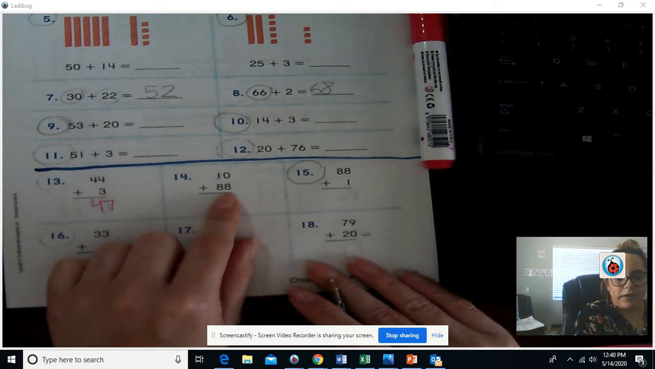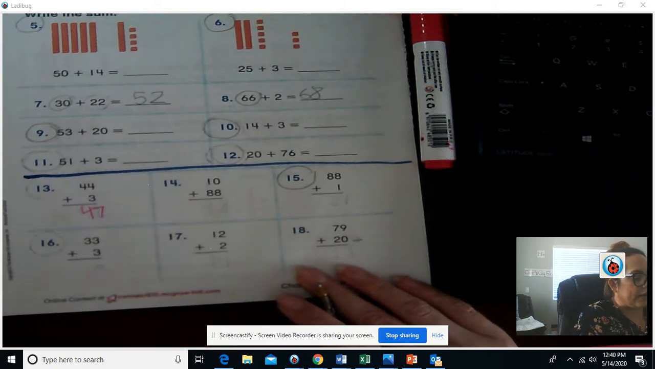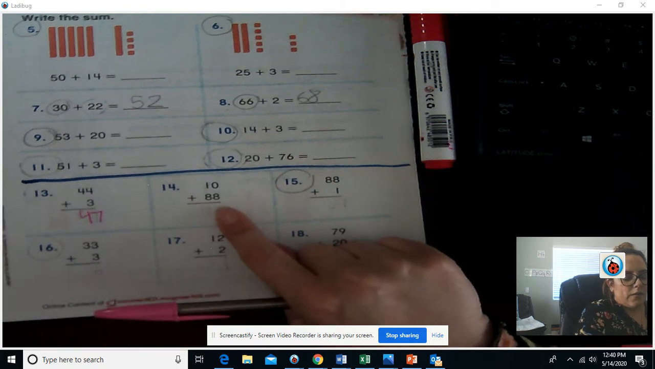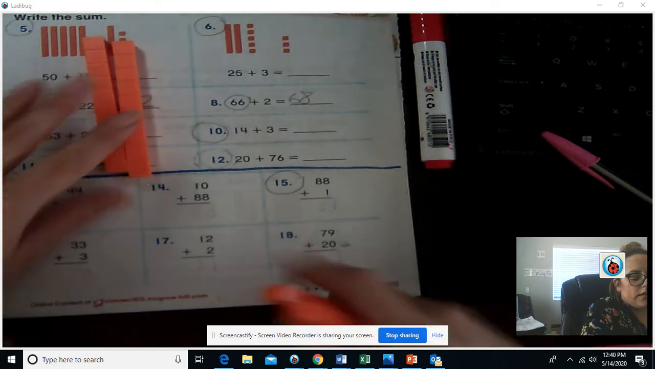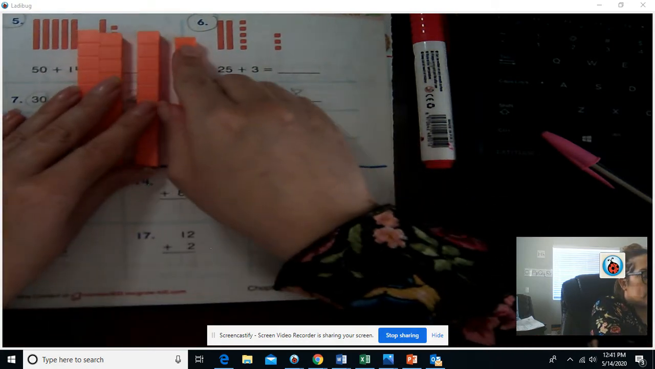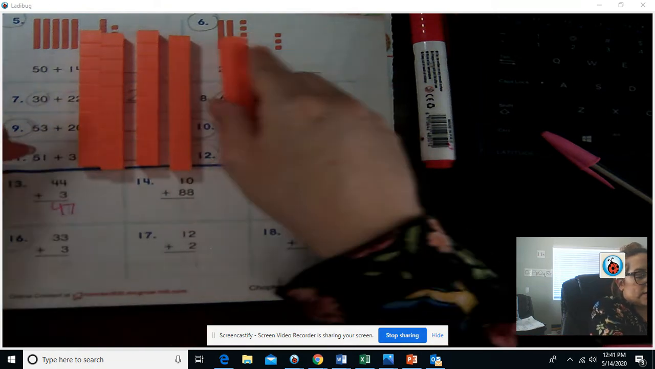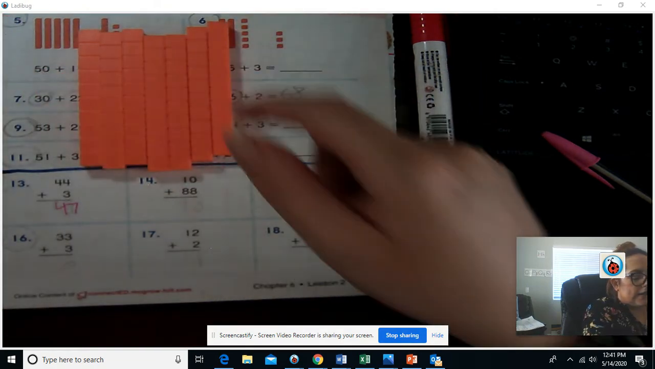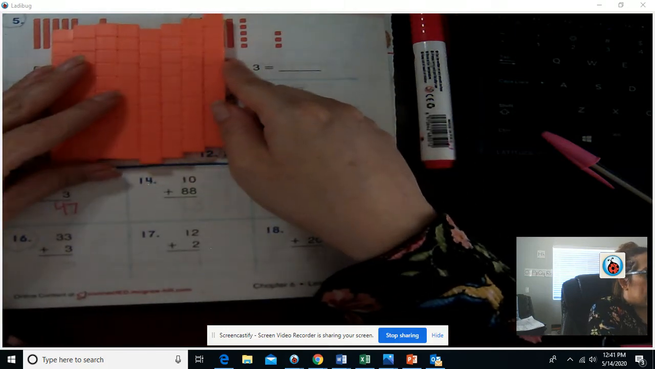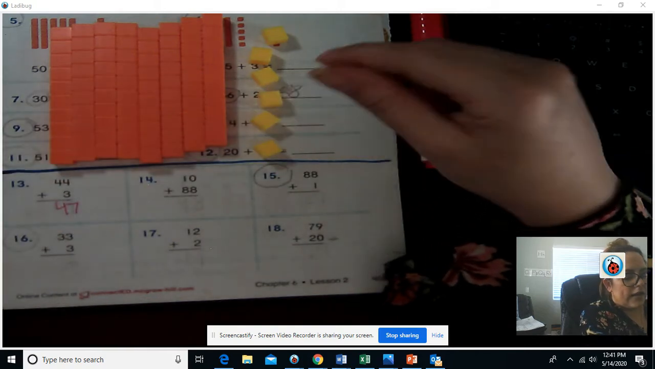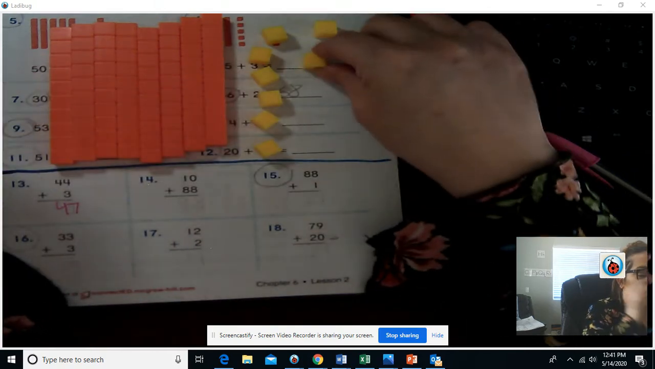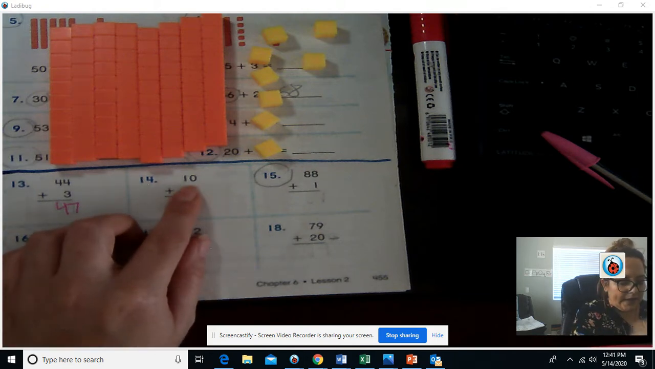Then we have 10 plus 88. Again, I'm going to show you with the manipulatives. So I have 88. 10, 20, 30, 40, 50, 60, 70, 80, 81, 82, 83, 84, 85, 86, 87, 88. I have 88 and I'm going to add 10 more.